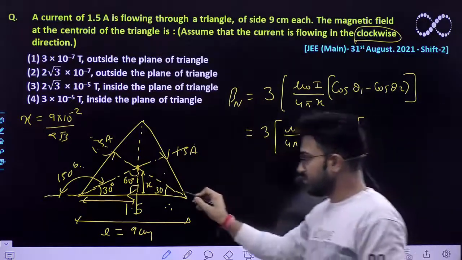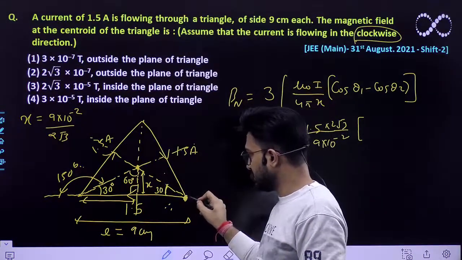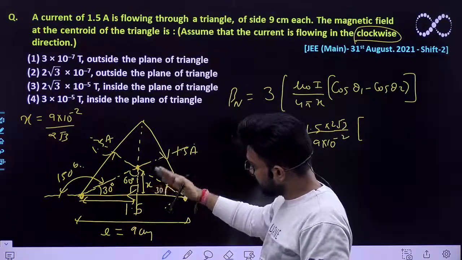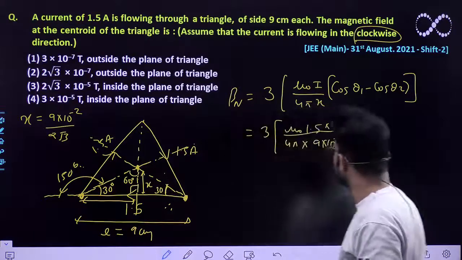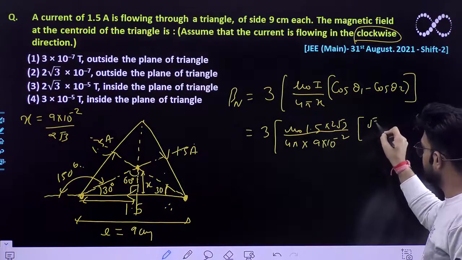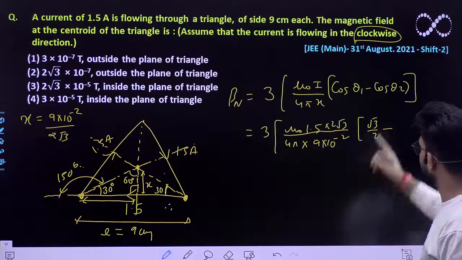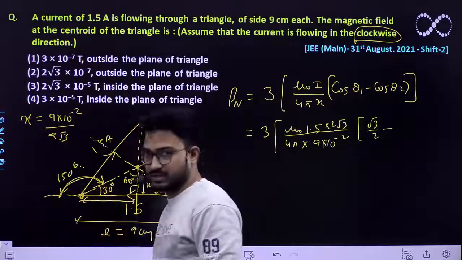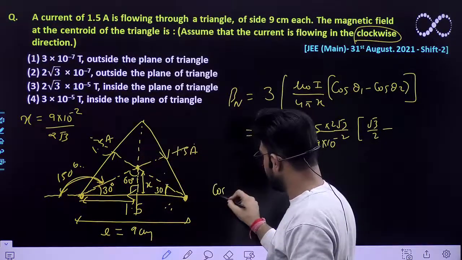What is cos theta 1 over here? This is the starting point and this is the ending point of the wire. So the inner angle subtended by it is 30 degree. So theta 1 is 30 degree. So cos 30 degree is root 3 by 2, minus this outer angle. This is cos 150 degree. So cos 150 degree is given by the relationship.